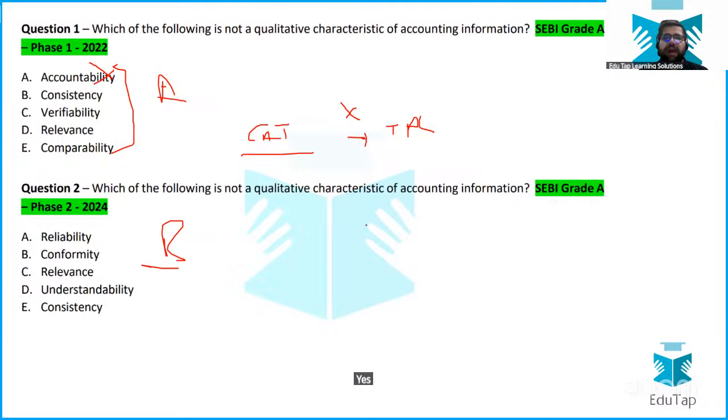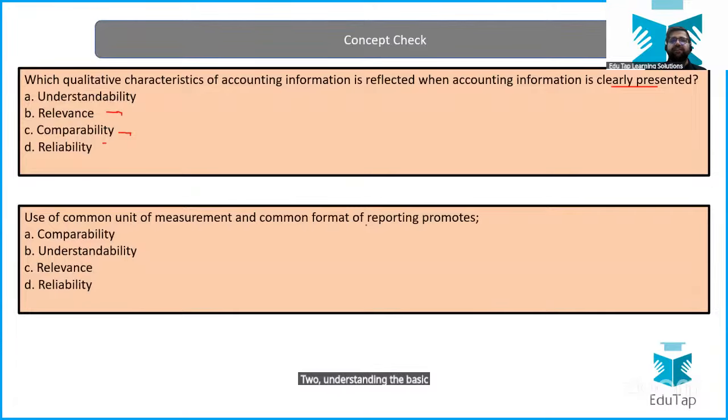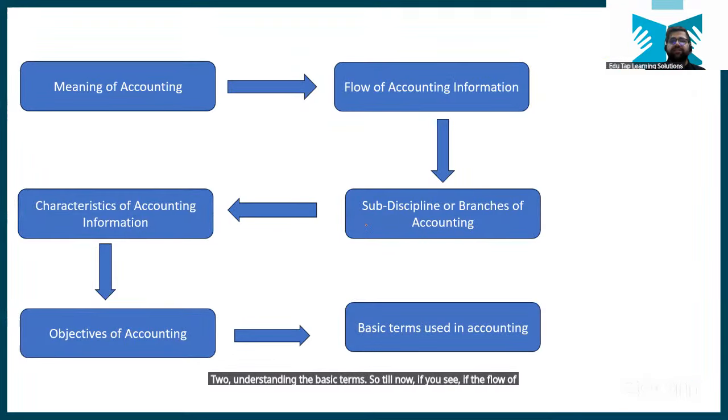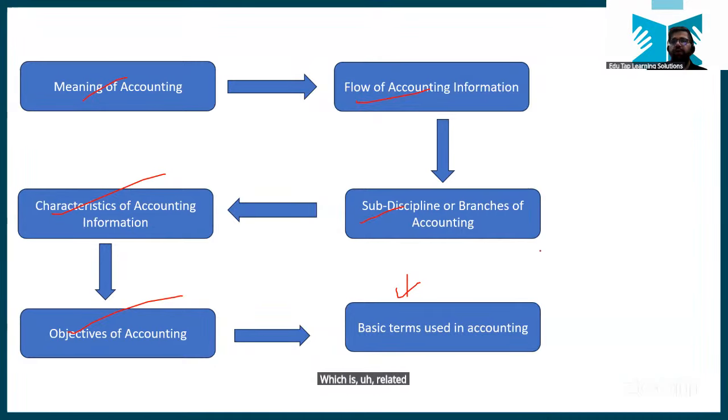Yes, cool. Now let's move forward to understanding the basic terms. Till now, if you notice the flow of the class, we started with the meaning of accounting, then the flow of accounting information, sub-disciplines, characteristics, and objectives. Can I move ahead to the last heading of the class, which is related to basic terms?